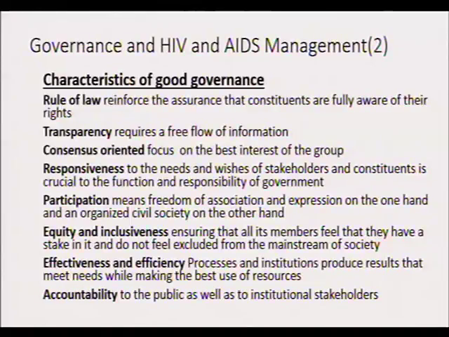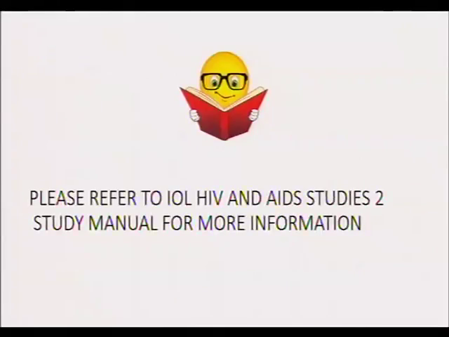Everyone needs to be included, and the organization needs to be effective enough, efficient enough, and of course the organization or your company is accountable to everyone, not just responsible, but you have to report to everyone. So these are the characteristics when it comes to governance and HIV/AIDS, which are very important for any organization.